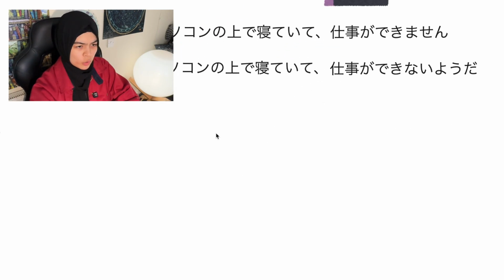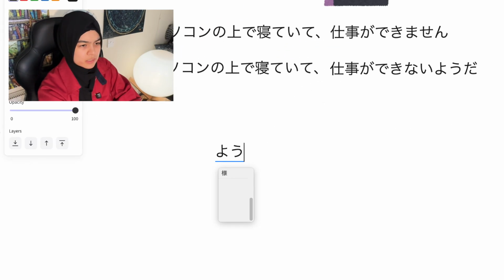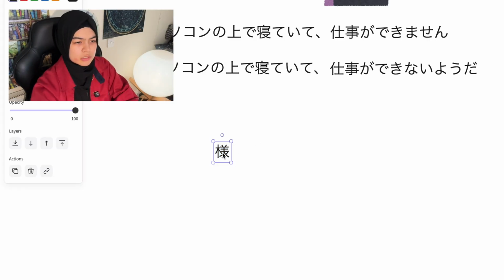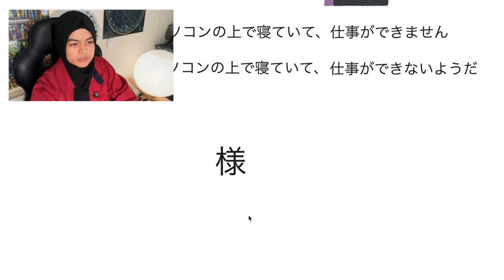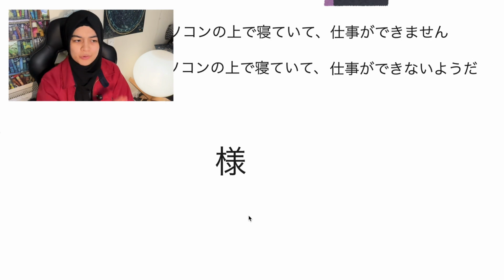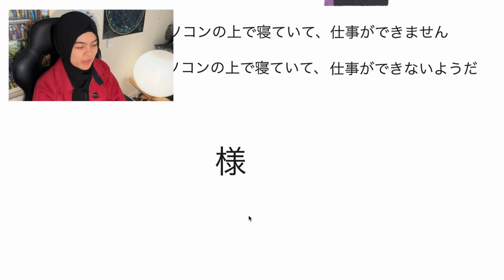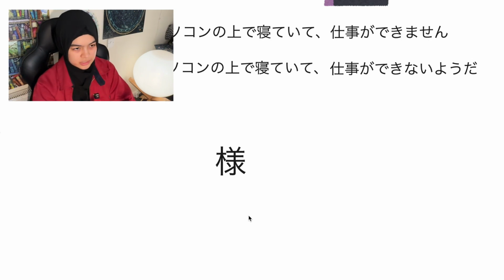Now, one thing I really want you to understand first is what exactly yo as a word means. So when we write yo in kanji, this is the kanji that we use. So you might have seen this. This is also the kanji for sama, like Tanaka-sama, but we're not getting to the why of that. But this kanji is used to mean the way something looks, like the appearance of something.